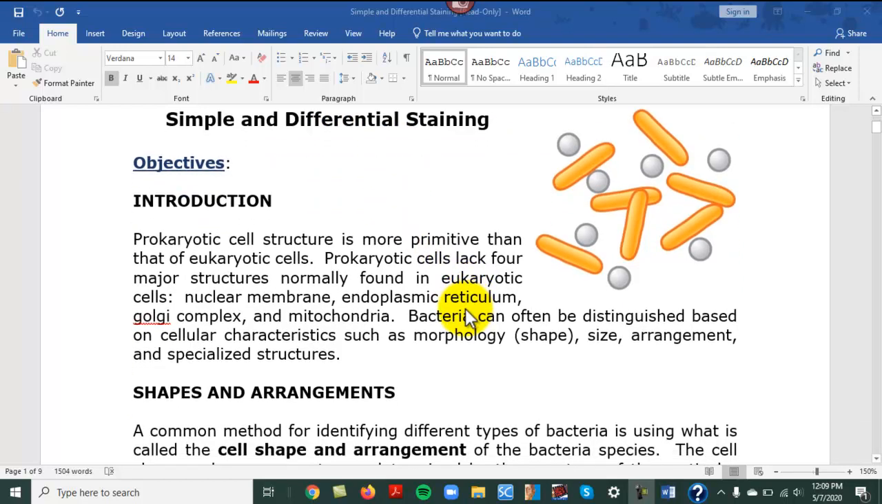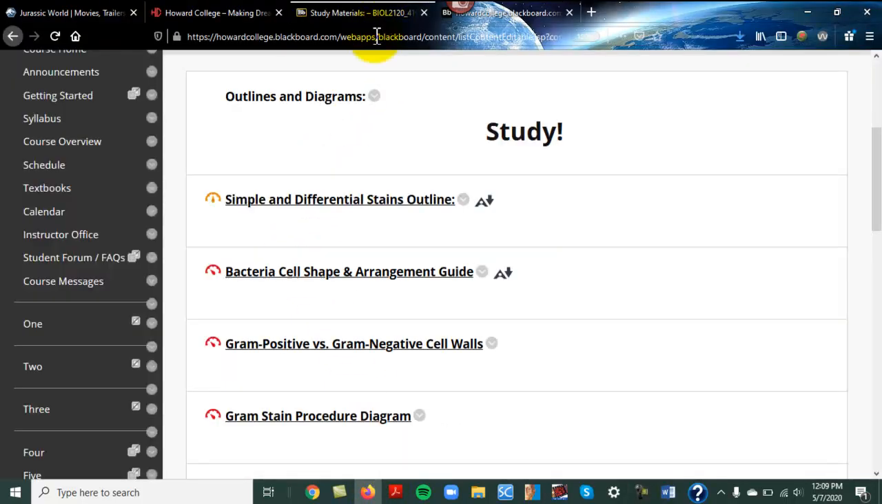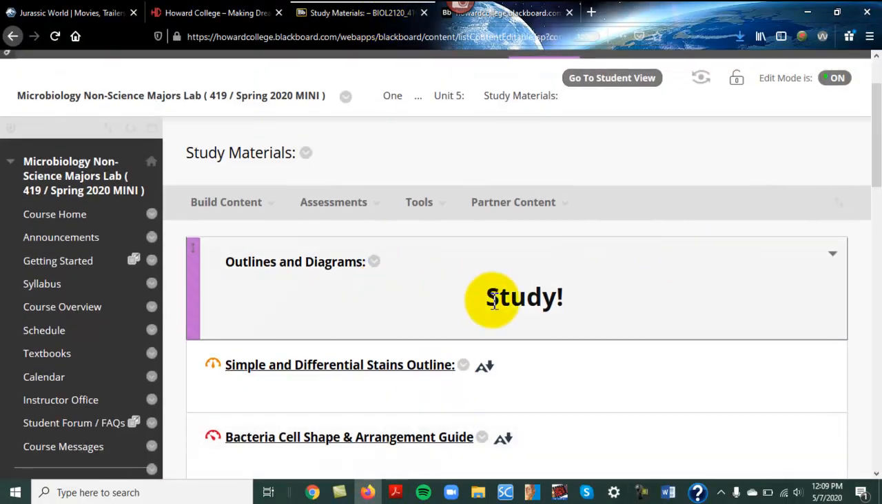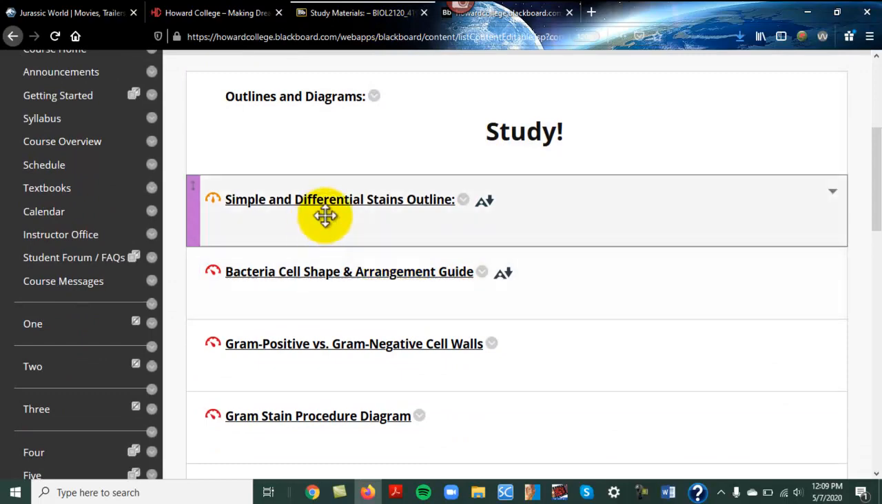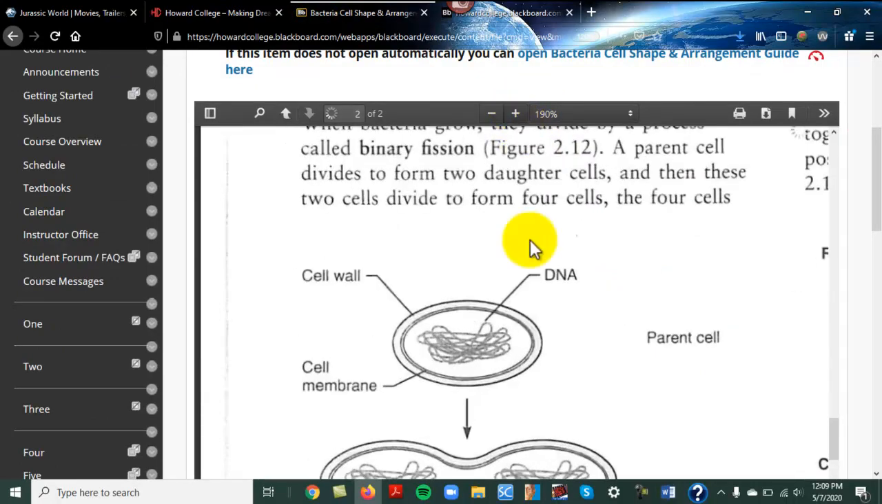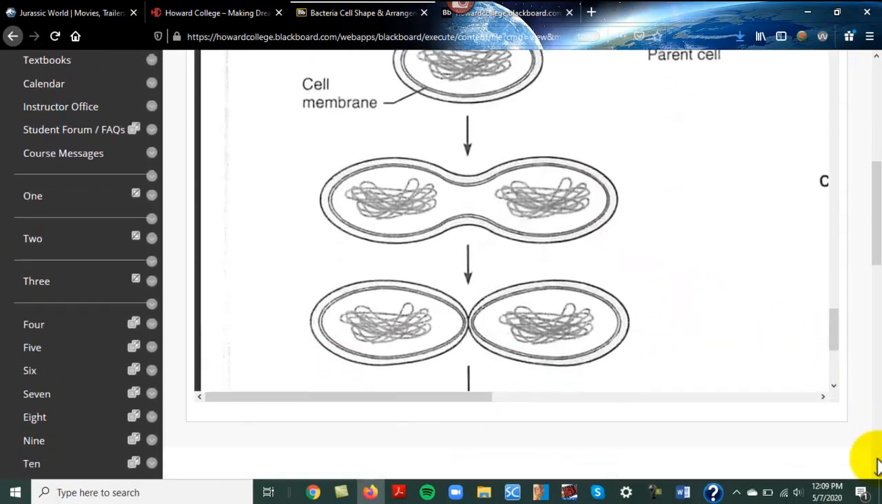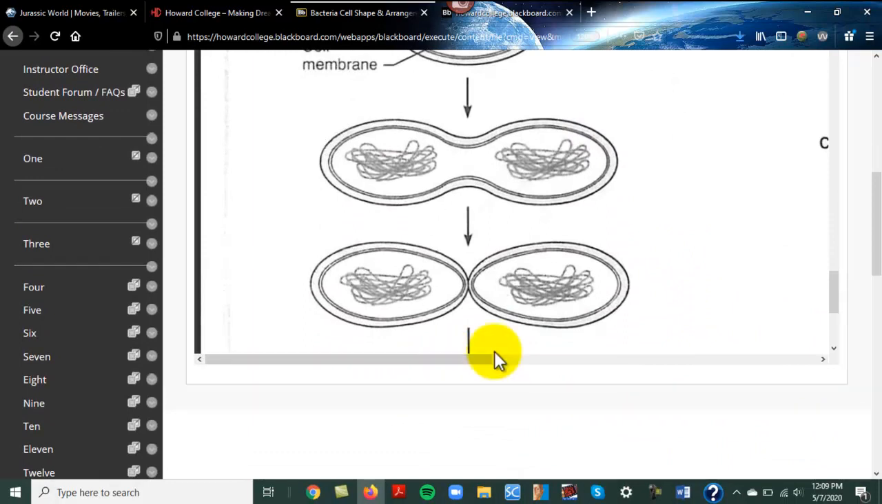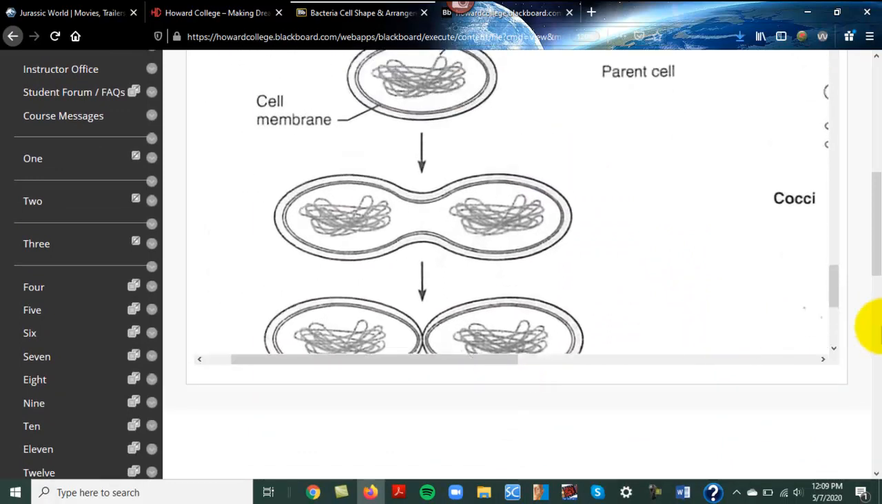One of the first things that a microbiologist does, if they find a microbe and they want to look at it, is stain the cells so you can see what is called the cell shape/arrangement. Now, under your study diagrams tab, it says here, a bacteria cell arrangement guide. And I like this. It's a PDF, because you can make it big, you can blow it up.